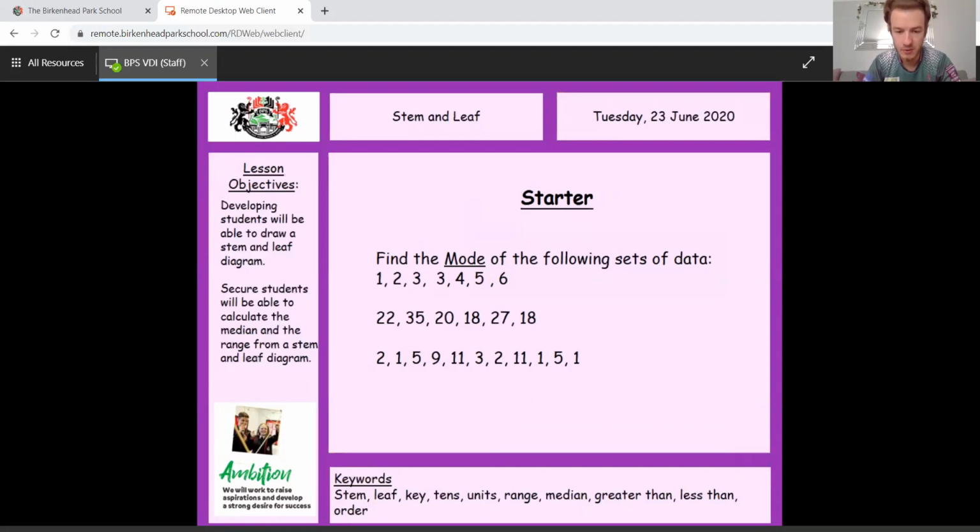Okay, so the mode is the number that appears the most in a set of data. So on the first one, you can see the number 3 appears twice, so the number 3 is the mode. On the second one, the number 18 is the mode because that also is the only number that appears more than once. The last one's a bit more tricky because most of the numbers appear more than once, but I can see the number 1 appearing 3 times, and I can only see other numbers appearing at most twice. So the number 1 is the mode on the last one. So remember, the mode is the number that appears the most in a set of data.